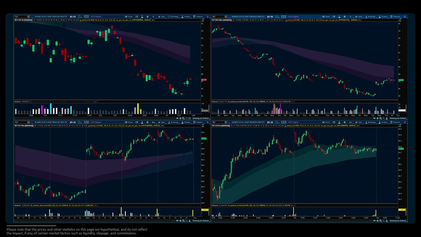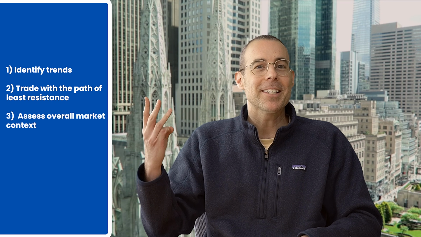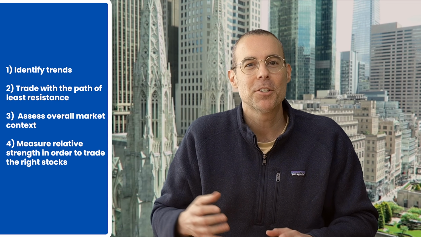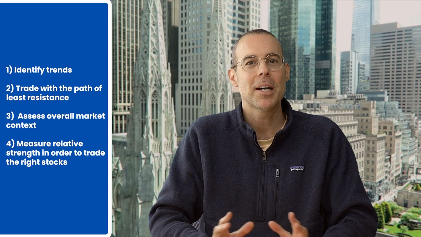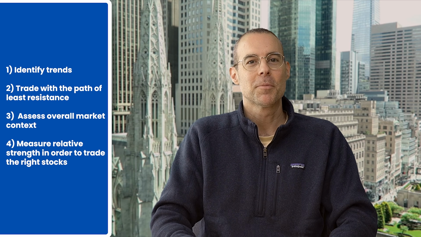So context is everything. I use moving averages to 1, identify trends, 2, trade with the path of least resistance, 3, assess the overall market context, and 4, measure relative strength to trade the right stocks. And I'll show you how to do all of these things.